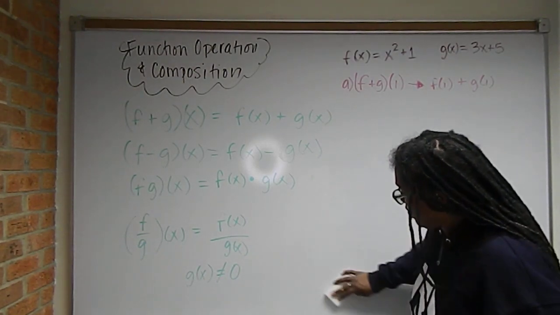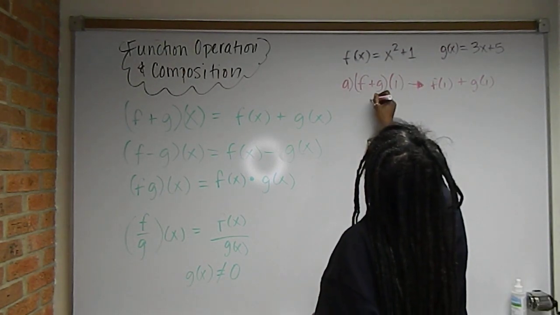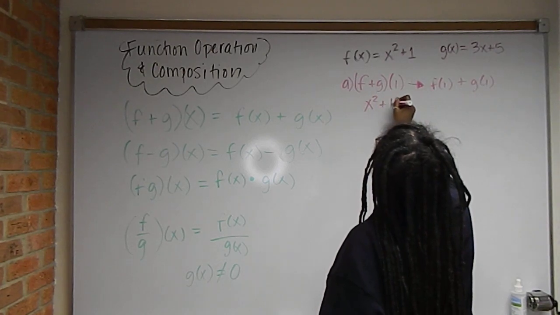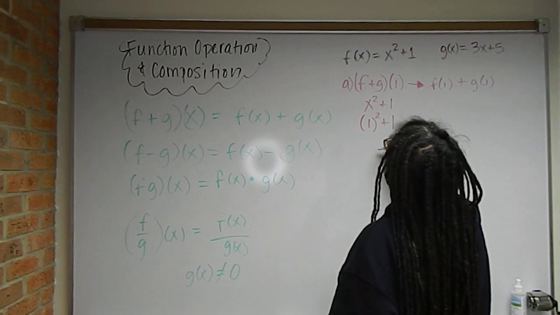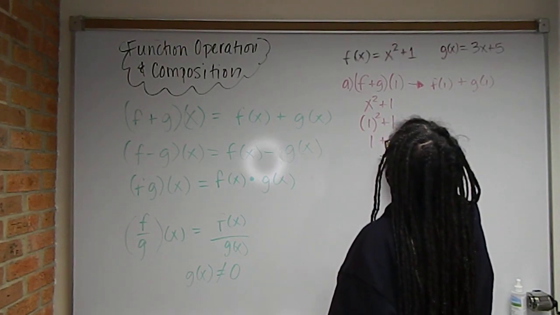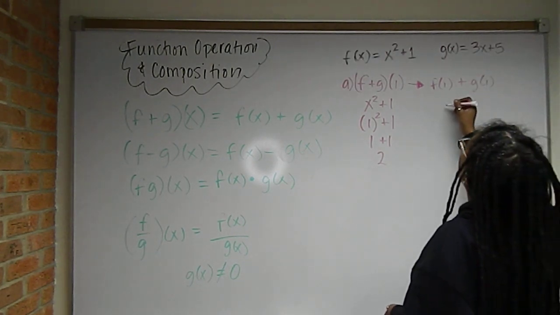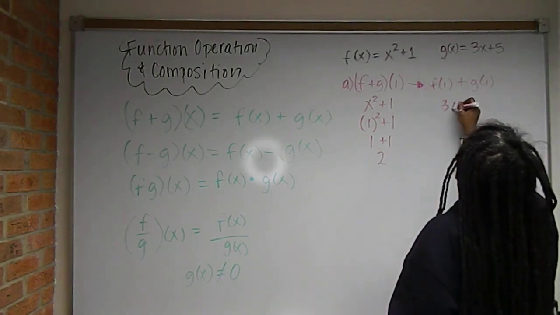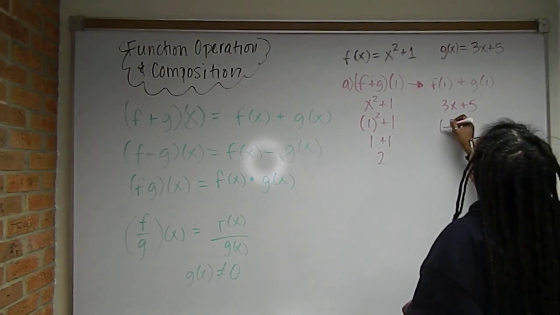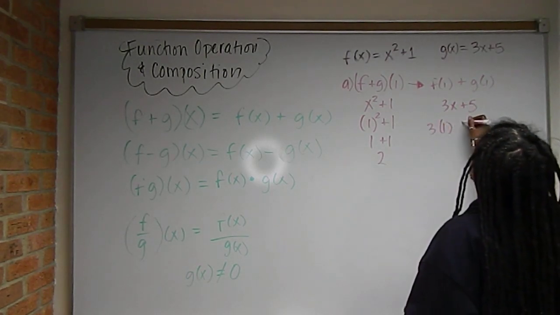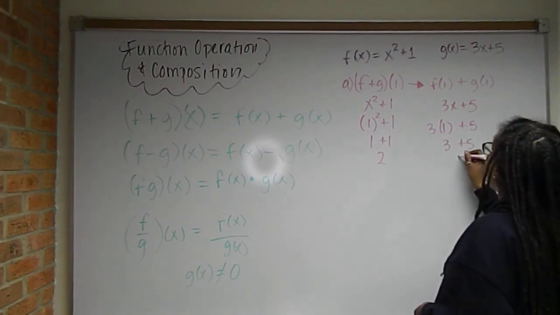So, come over here. What is f of 1? That means that where we have x squared plus 1, we're going to put 1 in: 1 squared plus 1. What's 1 squared? That makes 2. Then we're going to take our g of x, which is 3x plus 5, and we're going to put in 1. And 3 times 1 is 3. 3 plus 5 is 8.